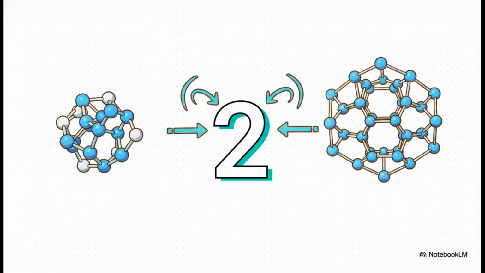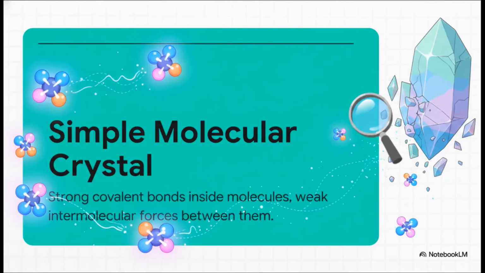Let's walk down that first path. The first outcome is what we call simple molecular crystals. Now, the absolutely crucial distinction here is that the strong covalent bonds only exist inside the individual molecules. Think of it like a tiny, tightly knit group of atoms. But the forces connecting one whole molecule to the next one, those intermolecular forces, are incredibly weak. And because the connections between the molecules are so flimsy, the substance overall just completely lacks physical toughness. This gives us solids that are generally soft and have super low melting points.